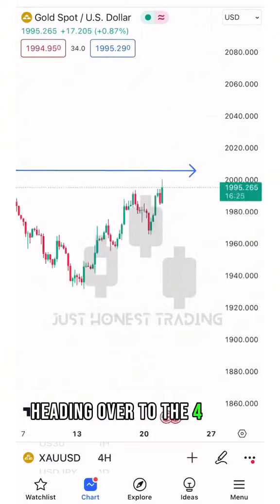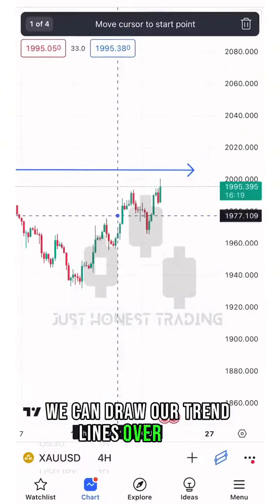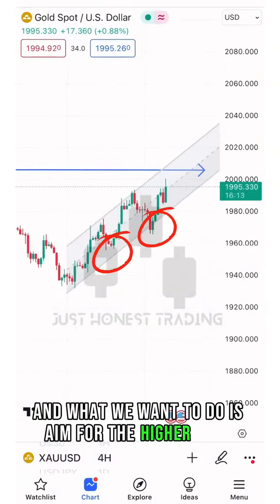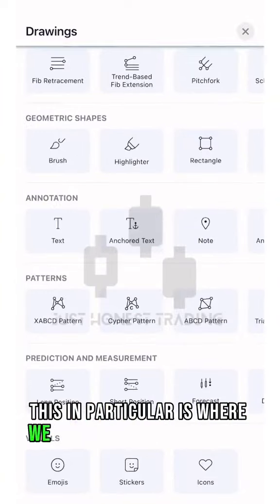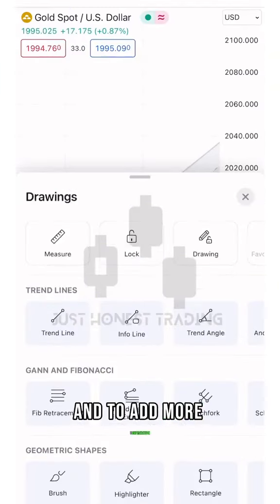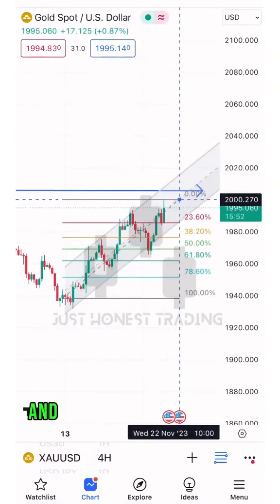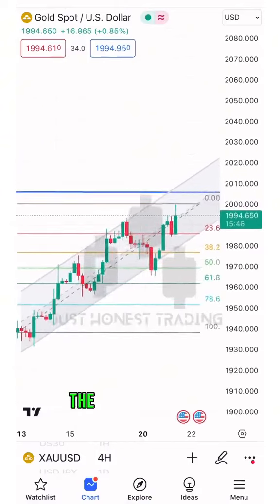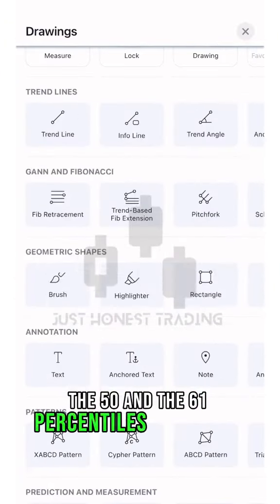Heading over to the 4-hour chart, we can draw our trend lines over here, and what we want to do is aim for the higher lows. This in particular is where we want to take our trades, and to add more confirmation, use the Fibonacci tool and always aim to trade at the 38, the 50 and the 61 percentiles listed over here.